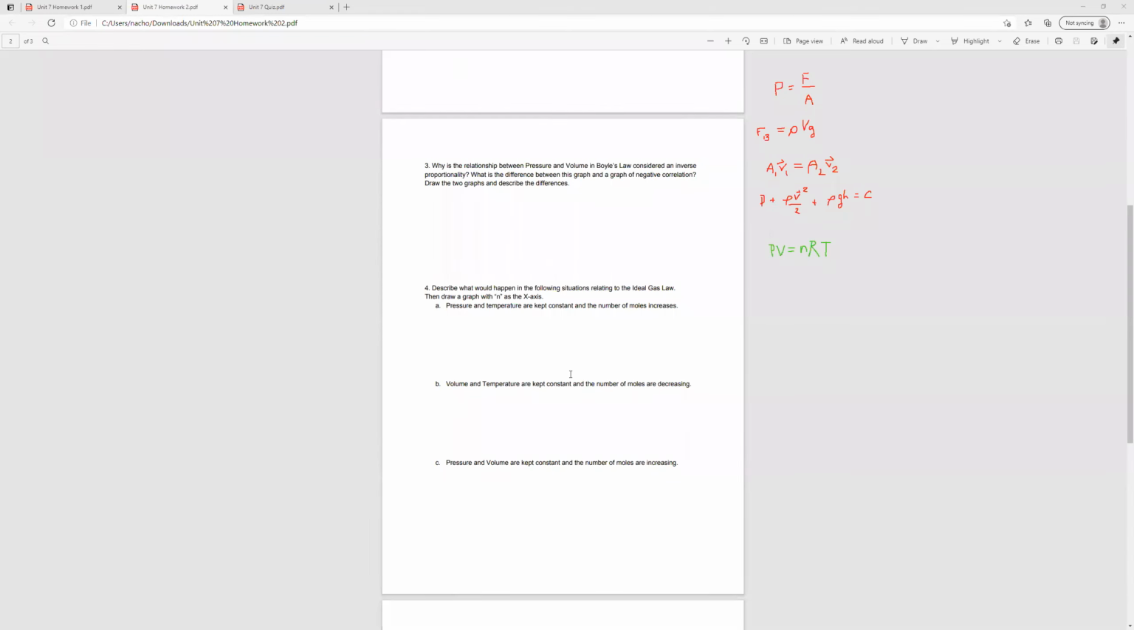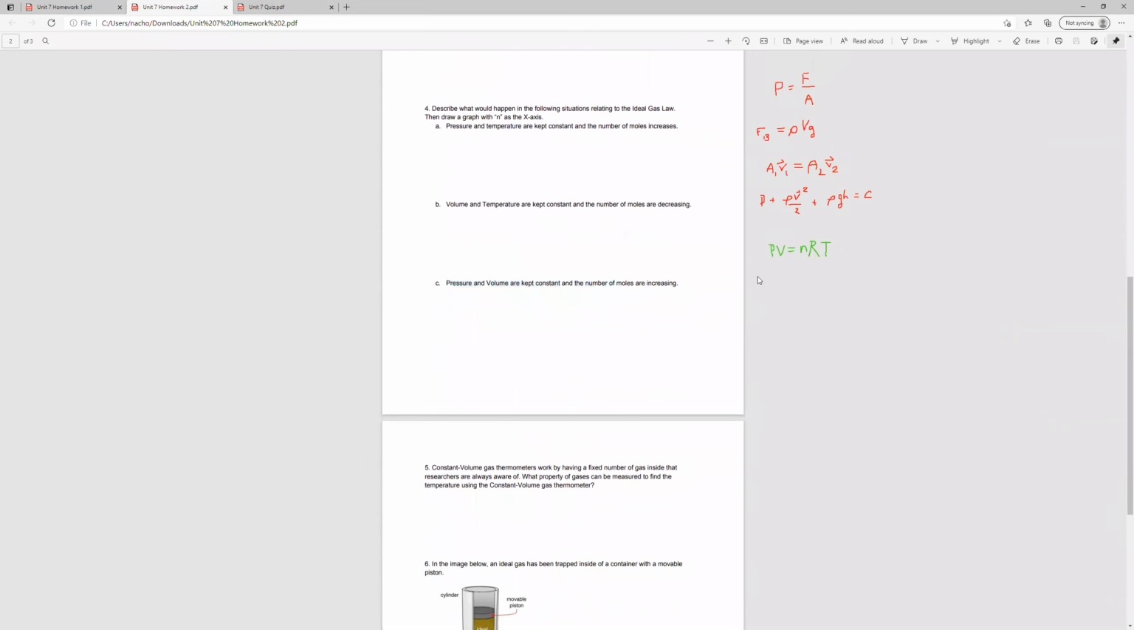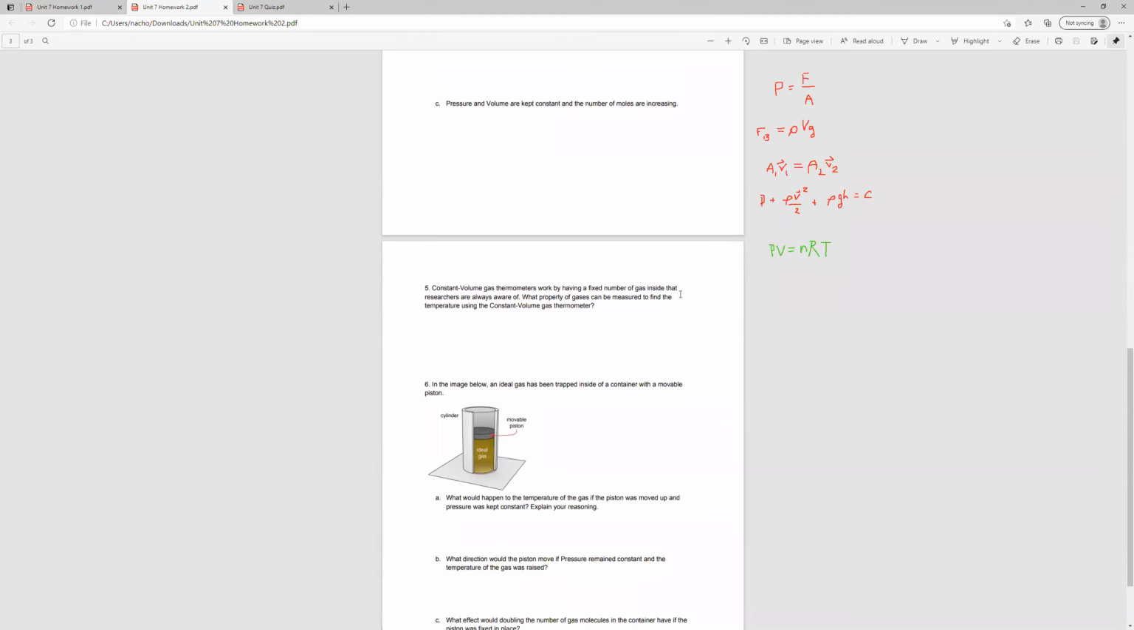Volume and temperature are kept constant, and the number of moles is decreasing, all right? So volume and temperature are kept constant, so ignore these two, and the number of moles is decreasing, right? If it's decreasing, then they're on the opposite side of the equal sign, so pressure must be decreasing as well. Notice how I'm not talking about R. That's just because R is the ideal gas constant. It doesn't change. All right. Pressure and volume are kept constant. So these two are kept constant, and the number of moles is increasing, all right? So that means that temperature must decrease because they're on the same side of the equal sign, okay? All right, a little short water break.